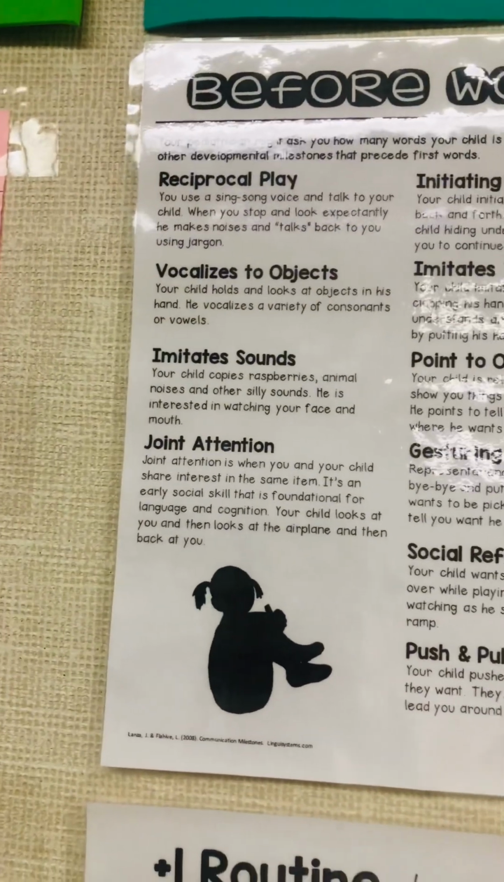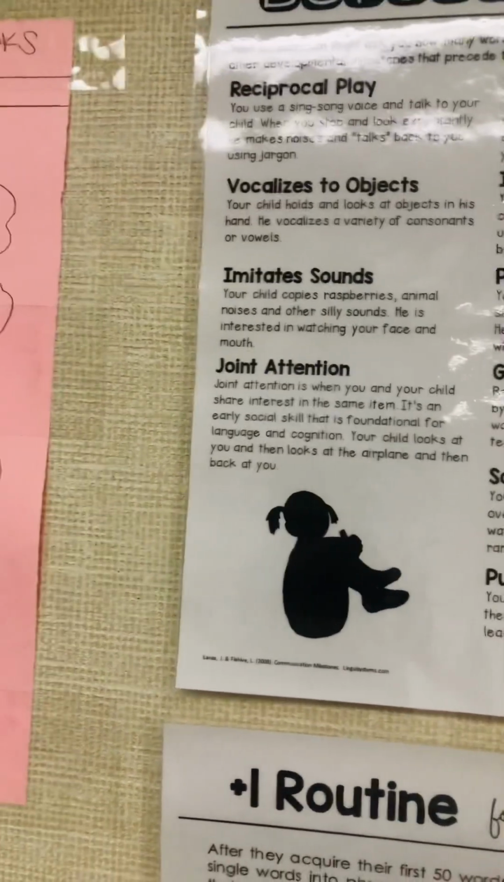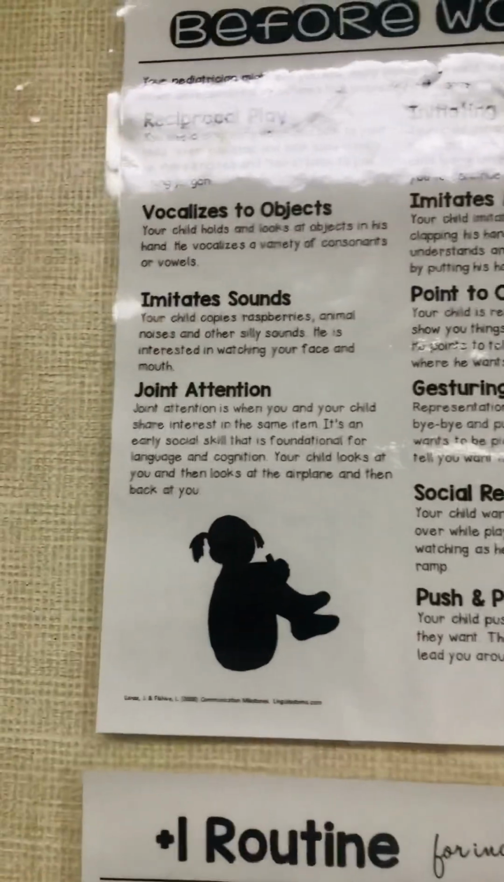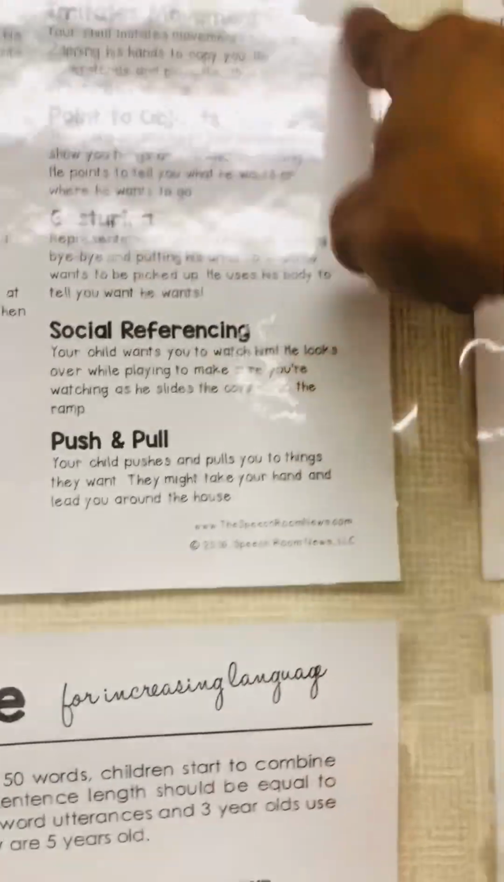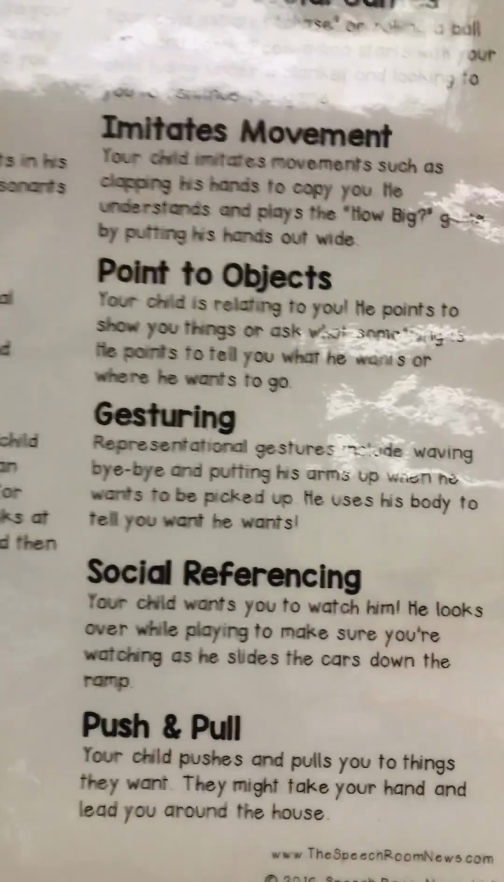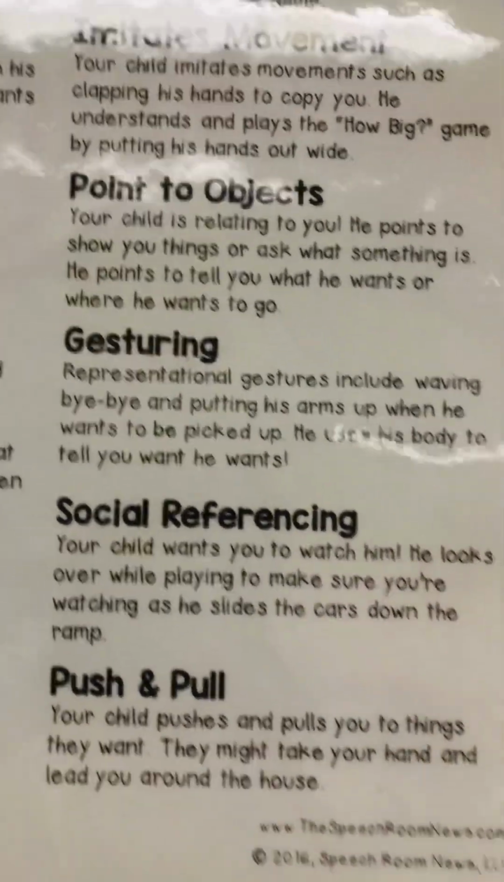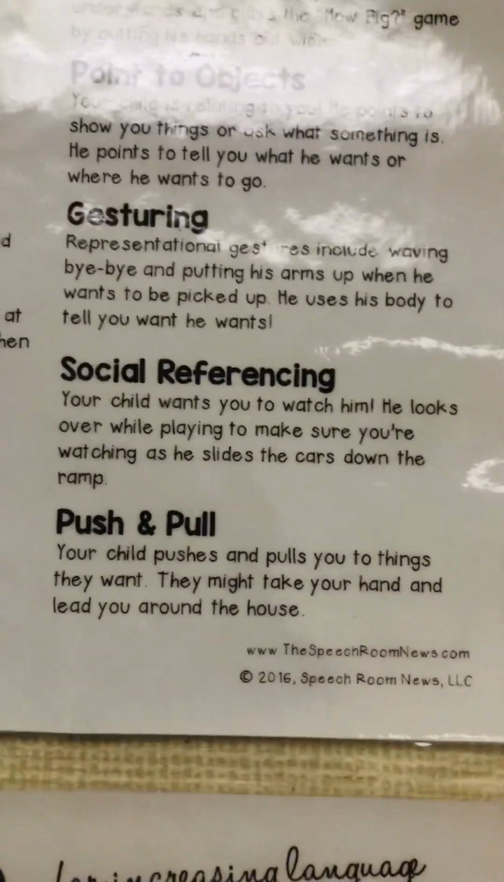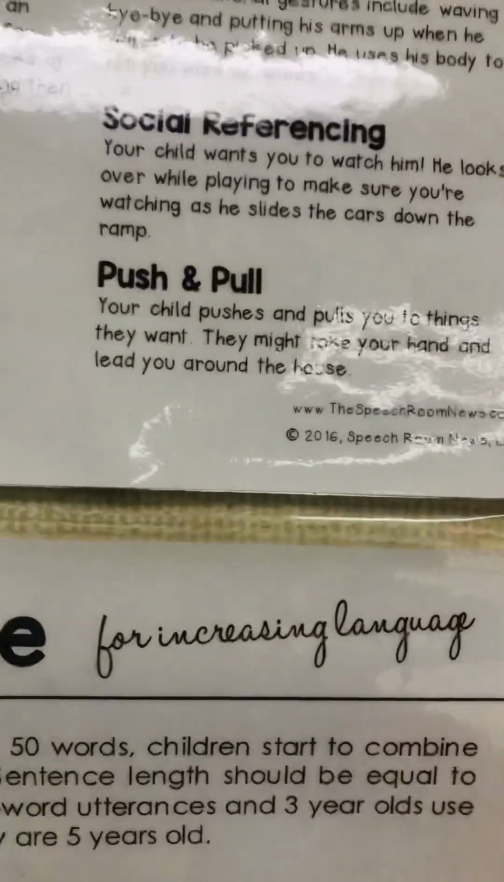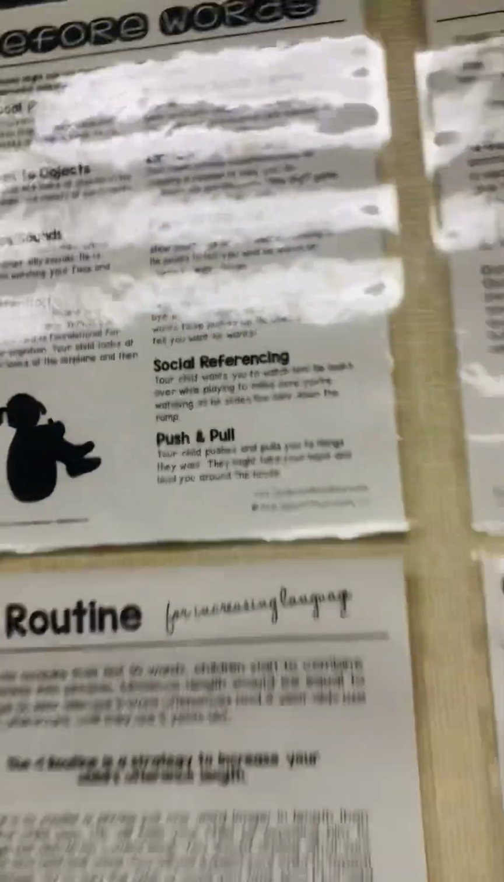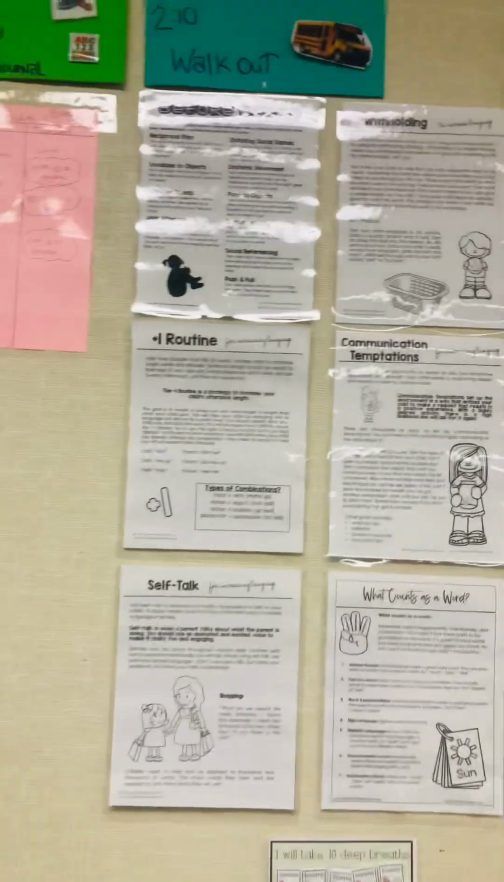Joint attention. Joint attention is when you and your child share interest in the same item, and your child looks at you like they know that you were looking at that item as well. So you guys had joint attention. Before words, when your child initiates social games, that's awesome. Pointing, of course, pointing to objects, gesturing, social referencing, and push and pull when they push you to the item or pull you away from an item that they don't want you to be by. That's their way of communicating.